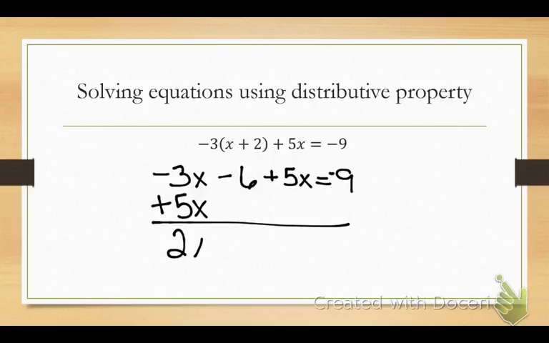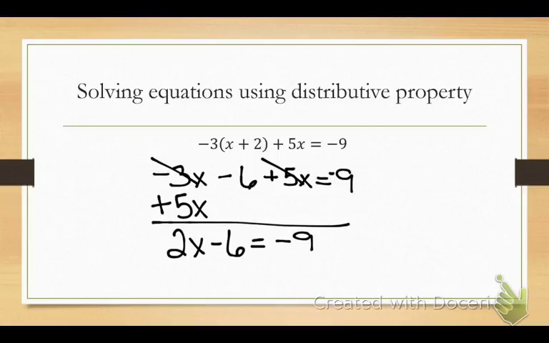And then I saw some people writing the plus 5x under the negative 3x. Basically, they just kind of brought it over so they could see what the signs were. I'm good with that, okay? Negative 3x plus 5x is 2x. So basically, they were combining these like terms right here and then bringing down the negative 6 equals negative 9. All right, now we have a simple two-step.